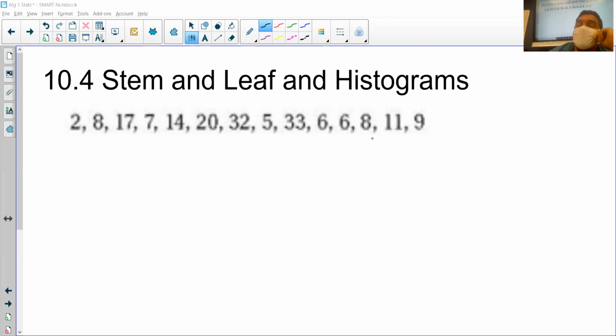Stem and leaf plots and histograms. You will not need to write down these numbers, write down the title. You'll see, we'll make a stem and leaf plot with them.